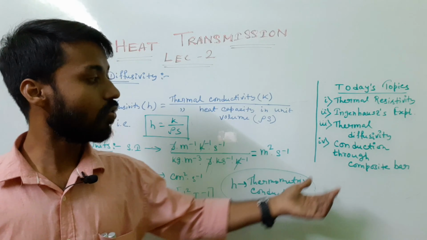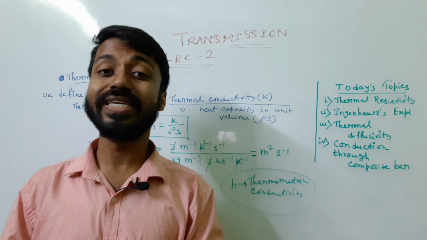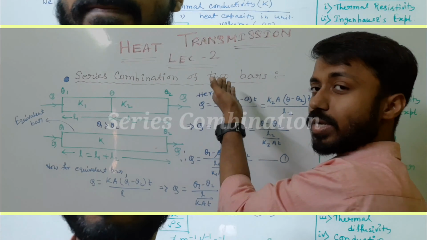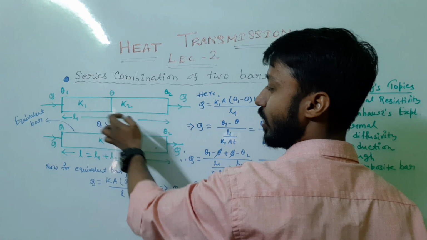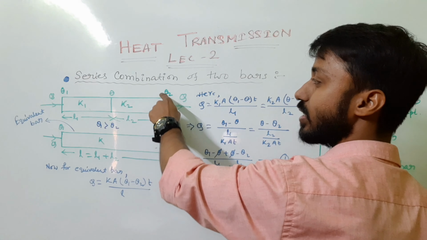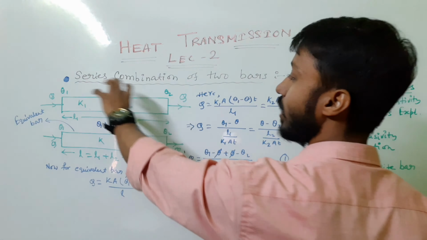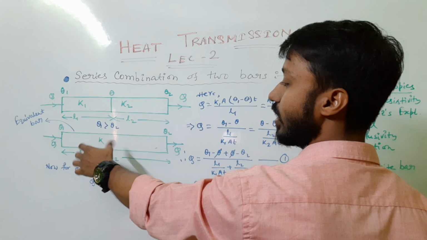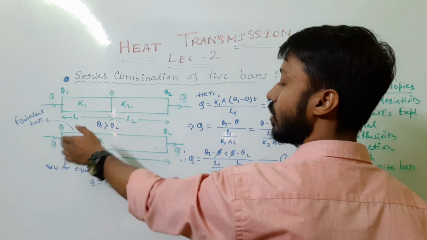Then now we will go on to conduction through composite bar. First of all, we will start from a series combination of 2 bars. These are 2 bars, conductivity K1, K2, length L1, L2, entering temperature theta 1, theta is the intermediate temperature, theta 2 is the exiting temperature, Q is the heat. So if we combine these 2 bars, we will get the equivalent bar, this one. Conductivity K, length is L1 plus L2, the whole length, theta 1 and theta 2 temperature difference, Q is the heat.